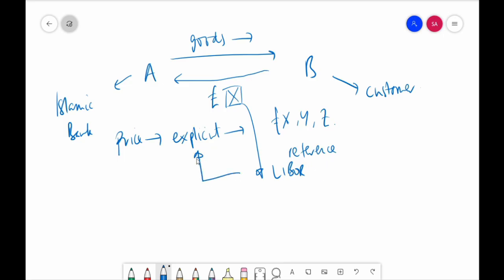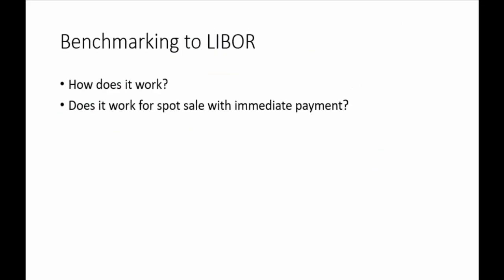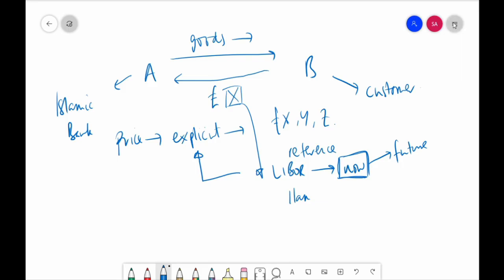But it must be explicit. It must be agreed, right? So we have to clarify the situation. LIBOR relates to an interest rate that is published now. Okay, it's also published in the future, but we don't know what it is in the future. Normally it's published every day. LIBOR is published at 11 a.m. in the UK every day, so there'll be a certain time of day where the reference rate is published. But it's published now. So there's a rate today and a rate yesterday. So there's an up-to-date market rate. So this works for a spot sale with immediate payment.